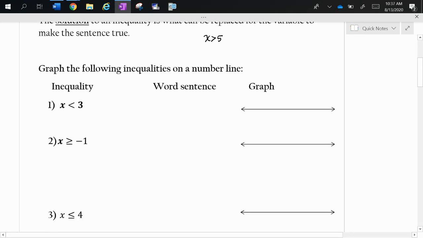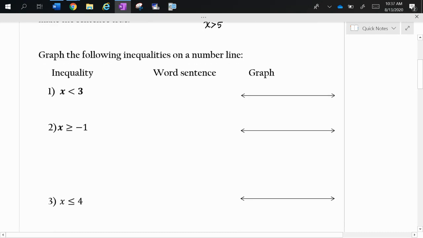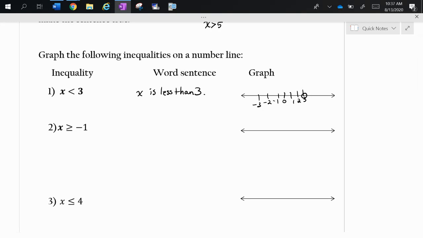So we're going to rewrite this inequality into a word sentence, and then we're going to graph it on a number line. The first one says that x is less than 3. We read that sentence as x is less than 3. And if we want to graph that inequality on a number line, we have to first find 3 on the number line, and we're going to make a circle. And in this case, we're going to make an open circle. And the open circle represents that we are not including 3. X is less than 3 means all the numbers less than 3, but not including 3.